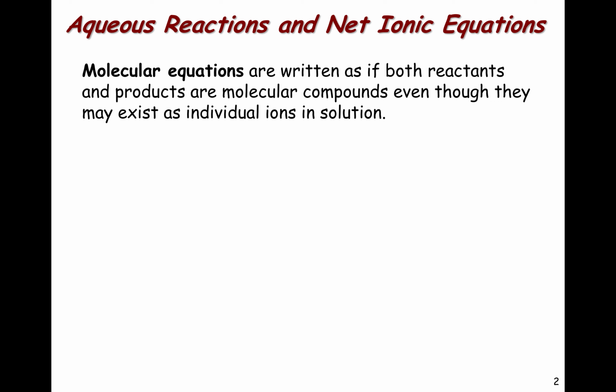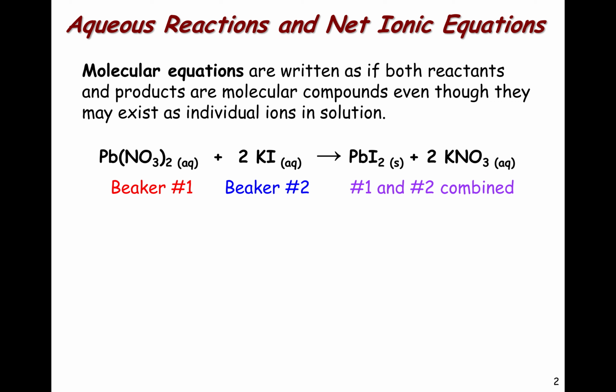The first way of writing the reaction is referred to as the molecular equation. This is when we write the formulas of all the compounds such that we have all of the ions present. So, for an example, if we have an aqueous solution of lead nitrate, as shown in beaker 1, that can be combined with a solution in beaker 2 that has potassium iodide.